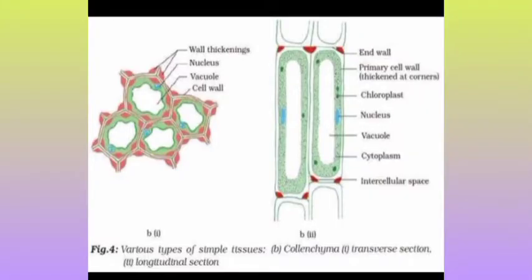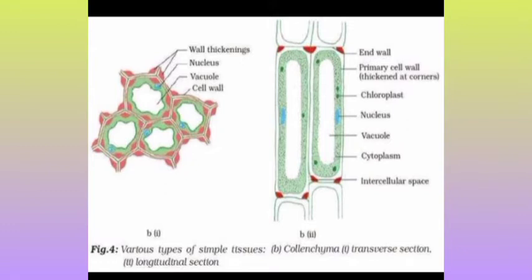Now this is the figure of collenchyma tissue. This tissue is responsible for flexibility in plants, and it allows easy bending in various parts of a plant, that is leaf and stem. The plants bend without any breakage. It also provides mechanical support to plants. Here you can see the transverse section and longitudinal section of collenchymatous tissue.